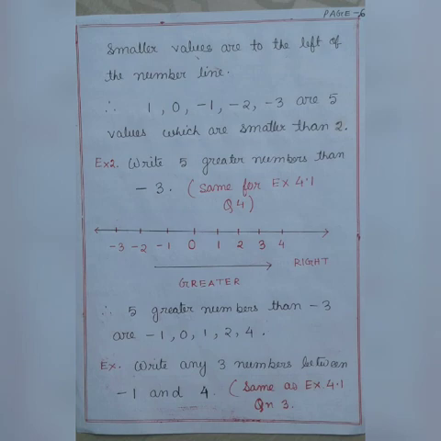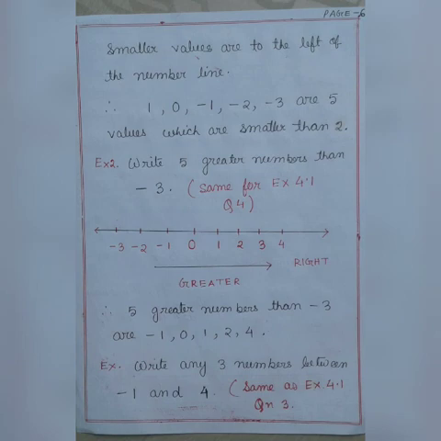So, if we have to make a list of 5 integers which are smaller than 2, then it will be 1, 0, minus 1, minus 2, minus 3, minus 4, minus 5, minus 6, minus 7 like that. I have written only 5: 1, 0, minus 1, minus 2, minus 3, which are smaller than 2.